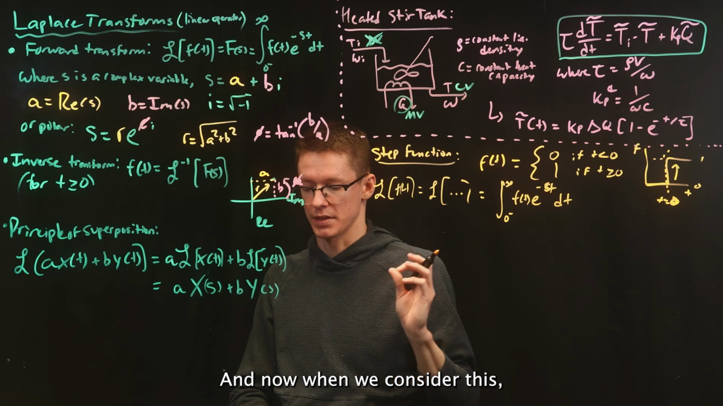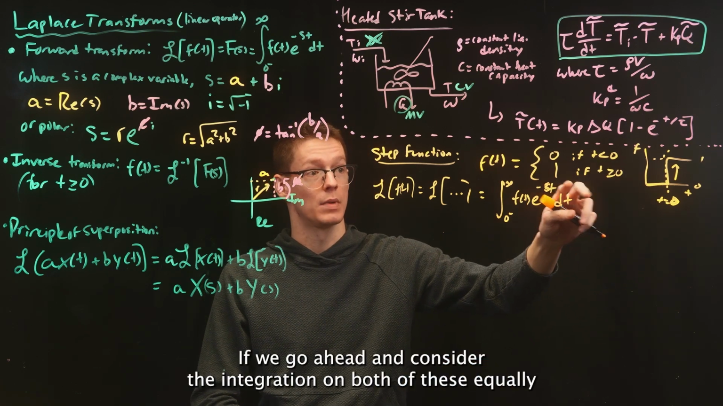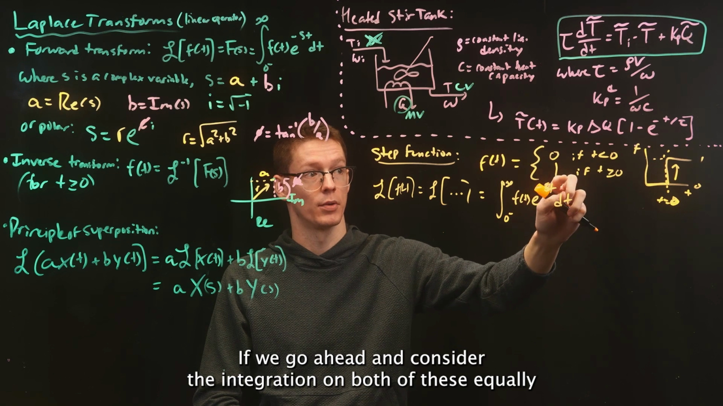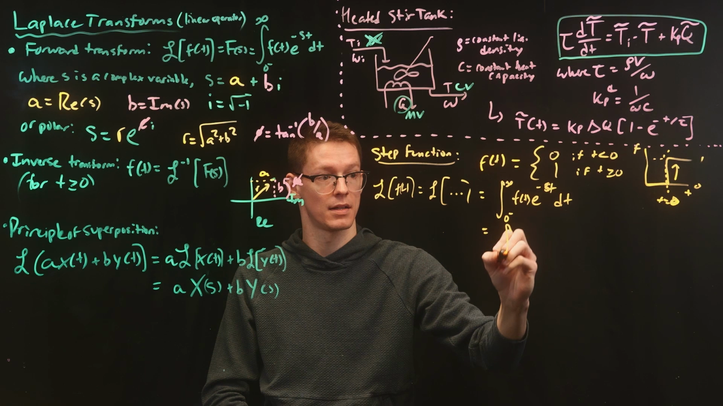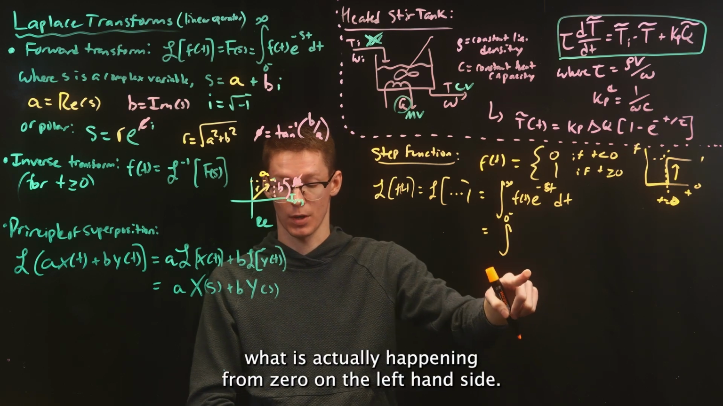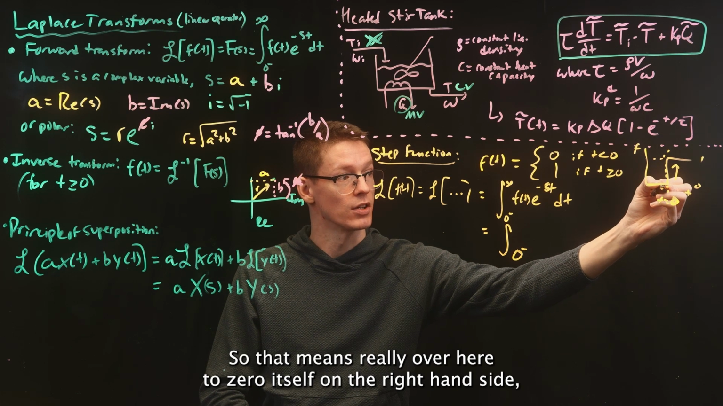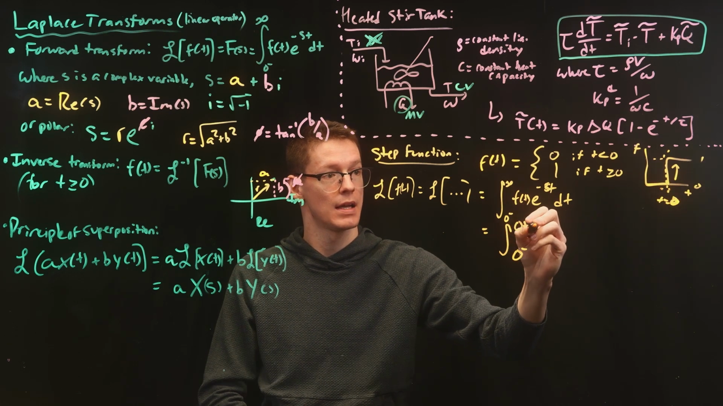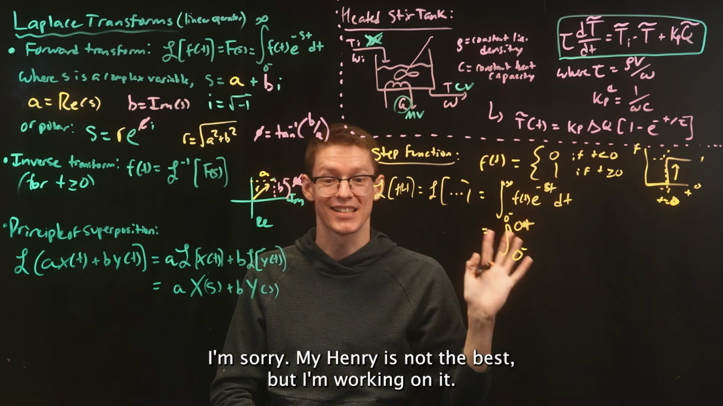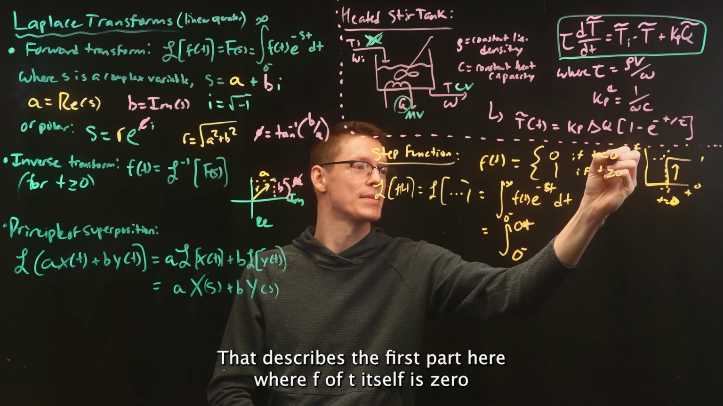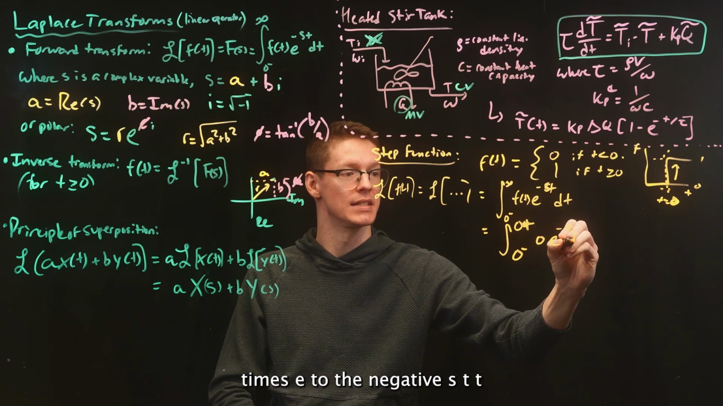Now when we consider this, we have two potential values that we're actually looking at if we consider the integration on both of these equally. We can describe this as what is actually happening from 0 on the left-hand side to 0 itself on the right-hand side. My handwriting is not the best, but I'm working on it. That describes the first part here, where f of t itself is 0 times e to the negative st dt.